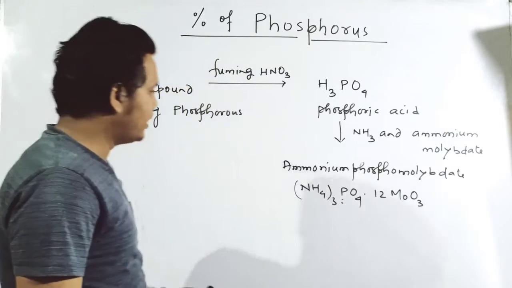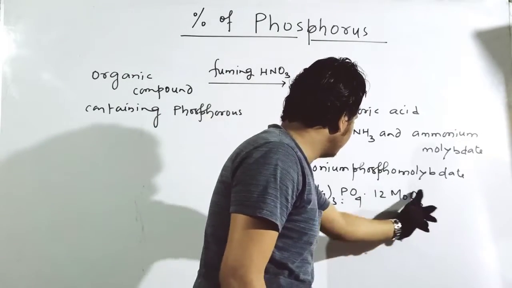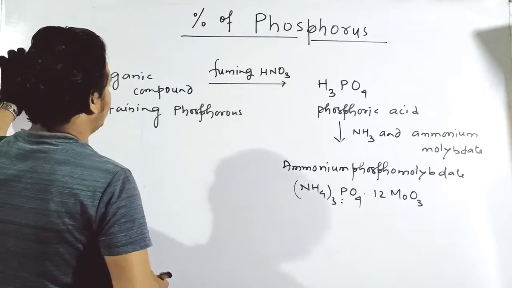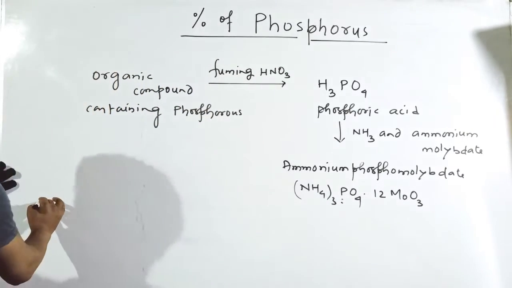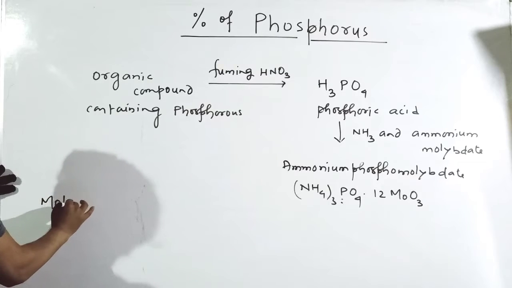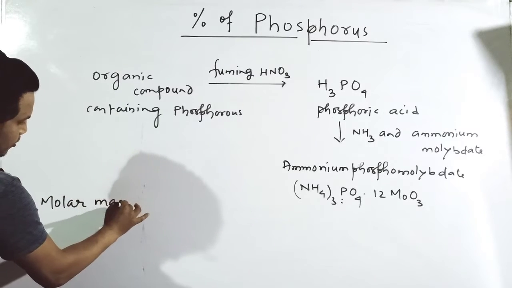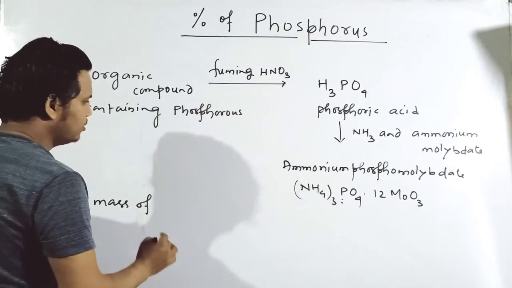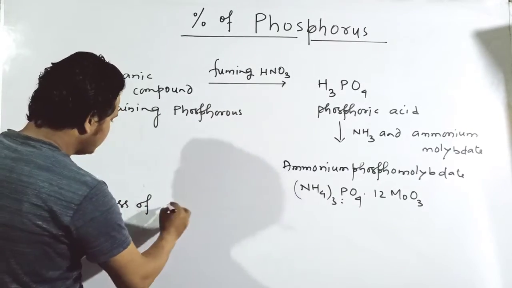Now for that, find the molar mass of this compound. What is the meaning of molar mass? The mass of one mole of a substance.